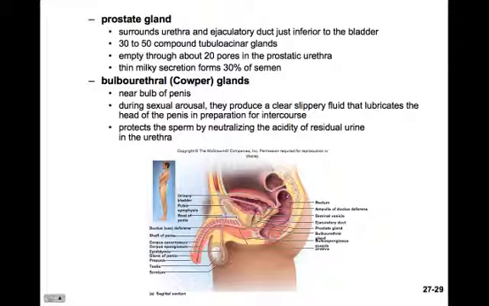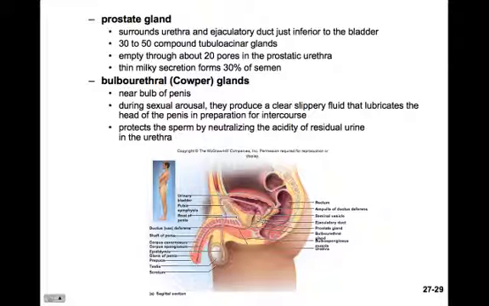Second, we'll pass the prostate gland, located right here. It surrounds the urethra and the ejaculatory duct, just inferior to the bladder. It has about 30 to 50 compound tubuloacinar glands, and they empty through about 20 pores into the prostatic urethra. They have a thin, milky secretion that constitutes about 30% of the semen.